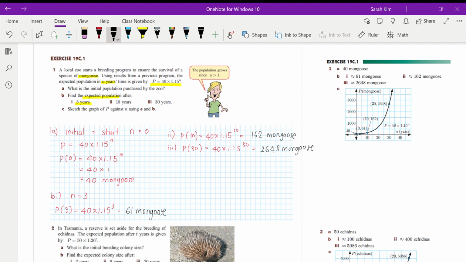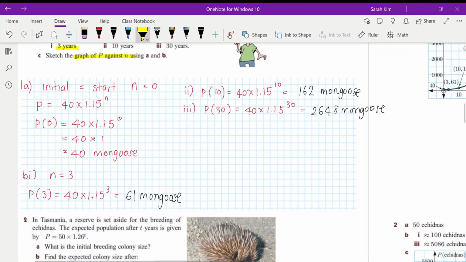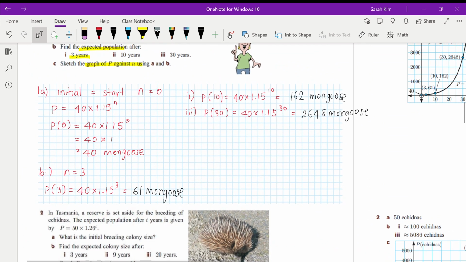Right, now what I have to do is sketch the graph P against n using all the information I found. So the most important part you need to know is to do the axes properly. This is going to be my graph. And I need to make sure my smallest number and my biggest number fits on the graph. So I need to get the scale right. So let me have a look at what my smallest numbers are. I'll highlight them. So 40 mongoose is my smallest number. I've got 2,648, which is my biggest number.